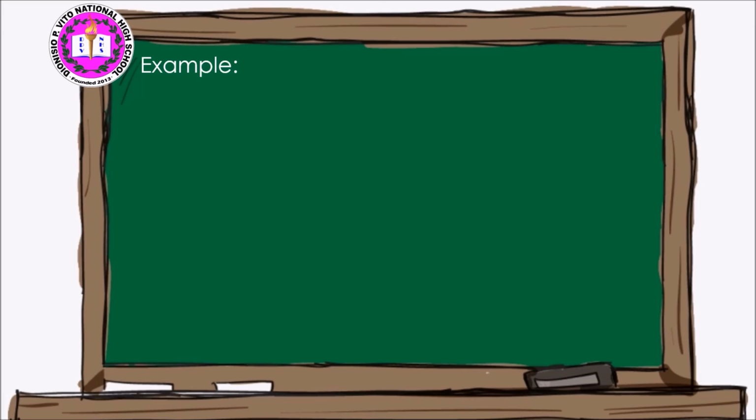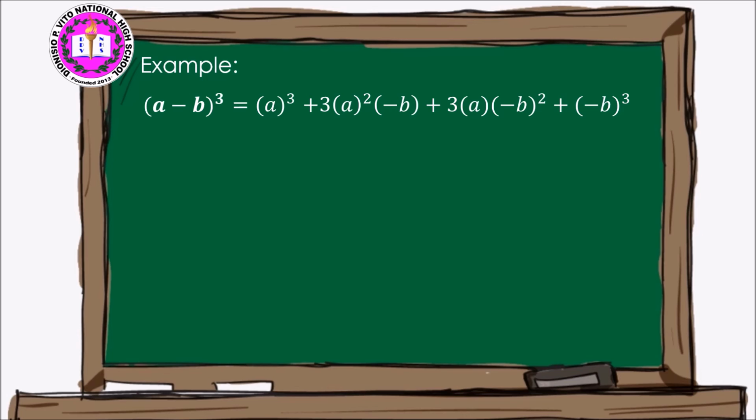For example, a minus b cube is equal to, we have the cube of the first term, a cube, plus thrice the product of the square of the first term and the second term, which is 3 times a squared times negative b, plus thrice the product of the first term and the square of the second term, which is positive 3 times a times negative b squared, plus the cube of the second term, which is negative b cube.